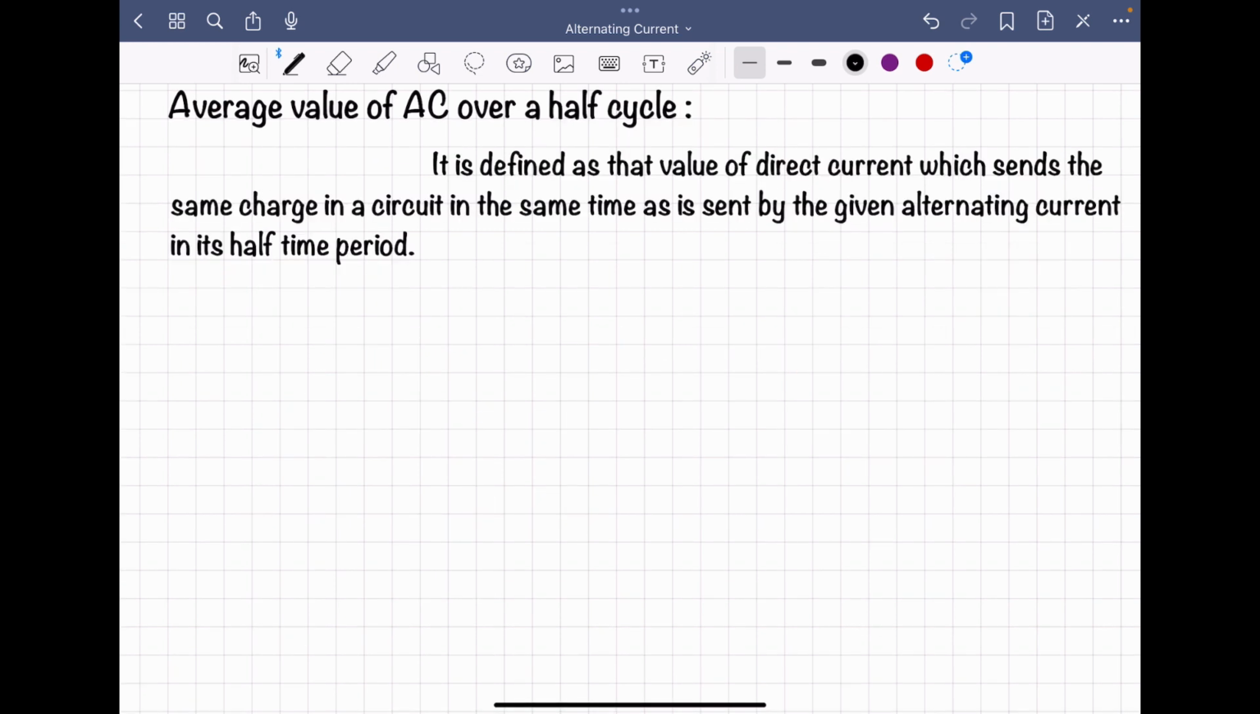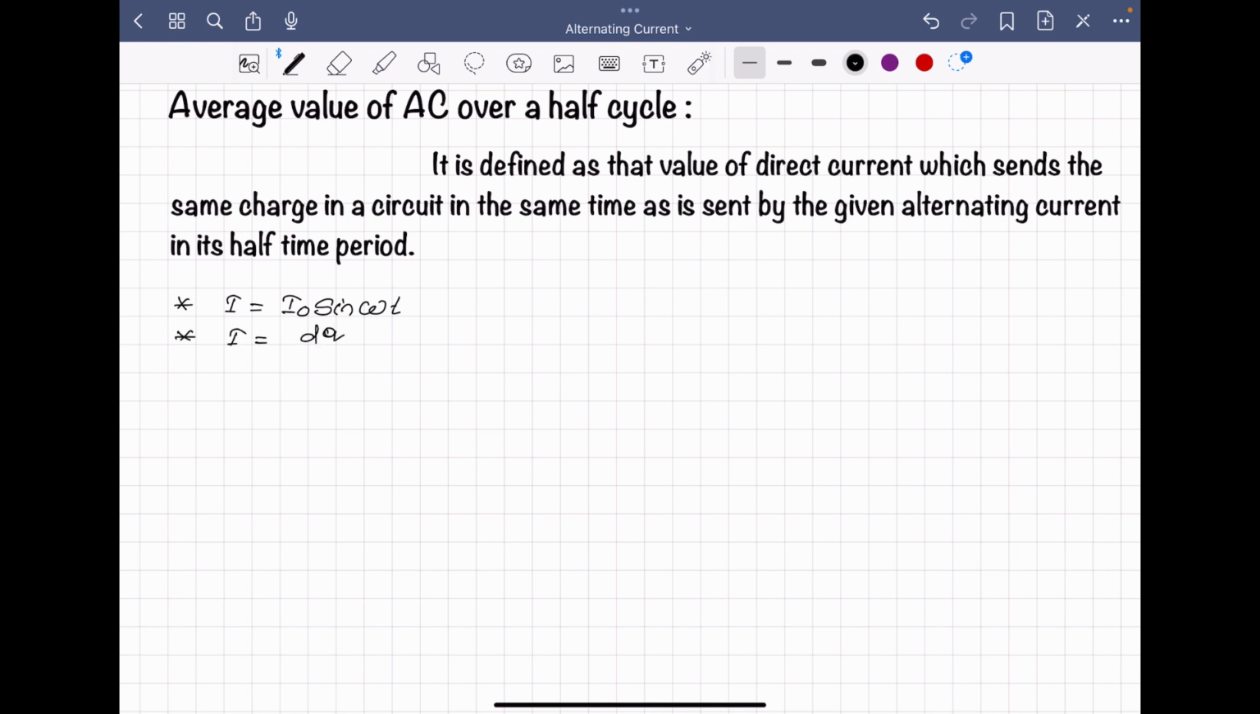If over a complete cycle it is 0, then we have to find the alternating current over a half cycle. What is the average value of AC over a half cycle? Here I just write the definition. Actually, it is defined as the value of direct current which sends the same charge in a circuit in the same time as is sent by the given alternating current in half time period. Here we have to take I equal to I naught sin omega t.